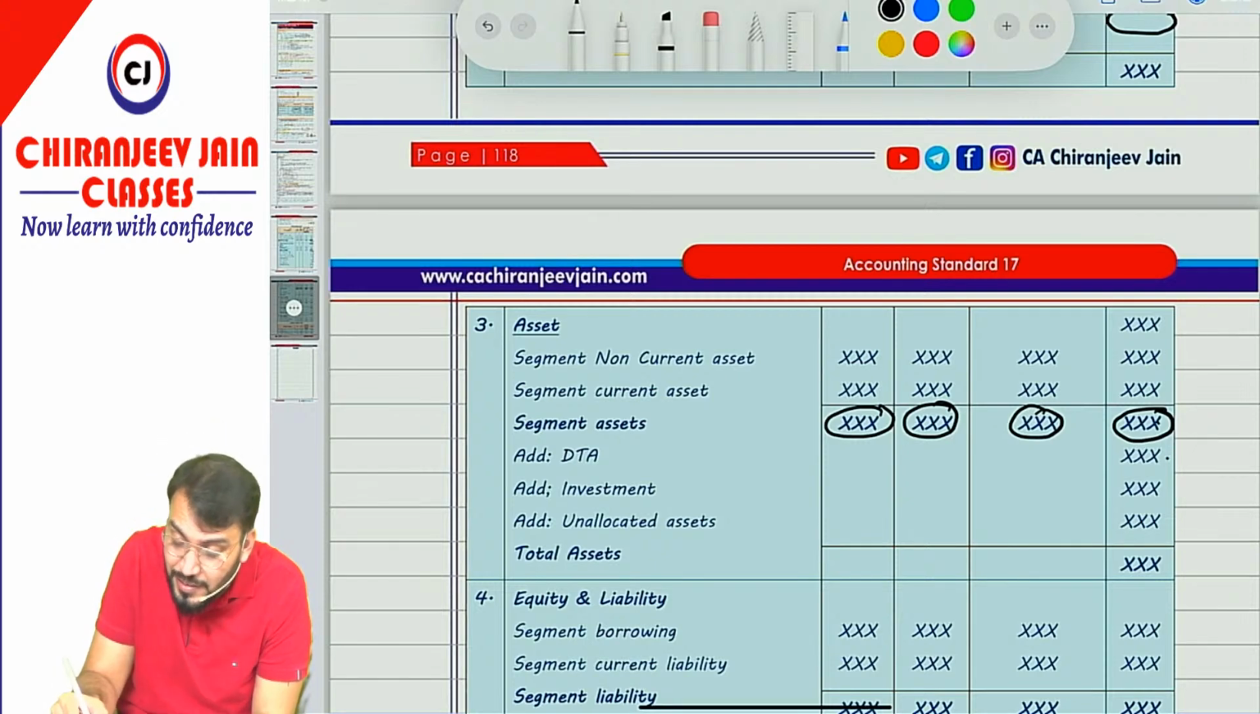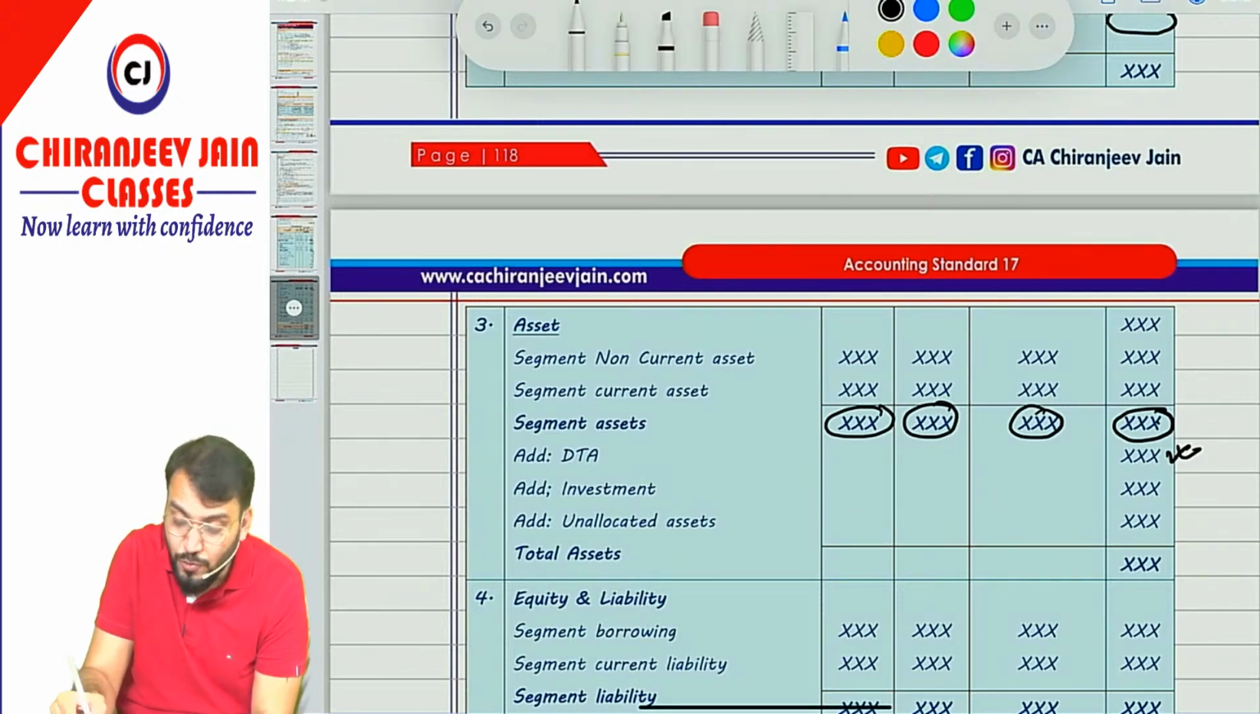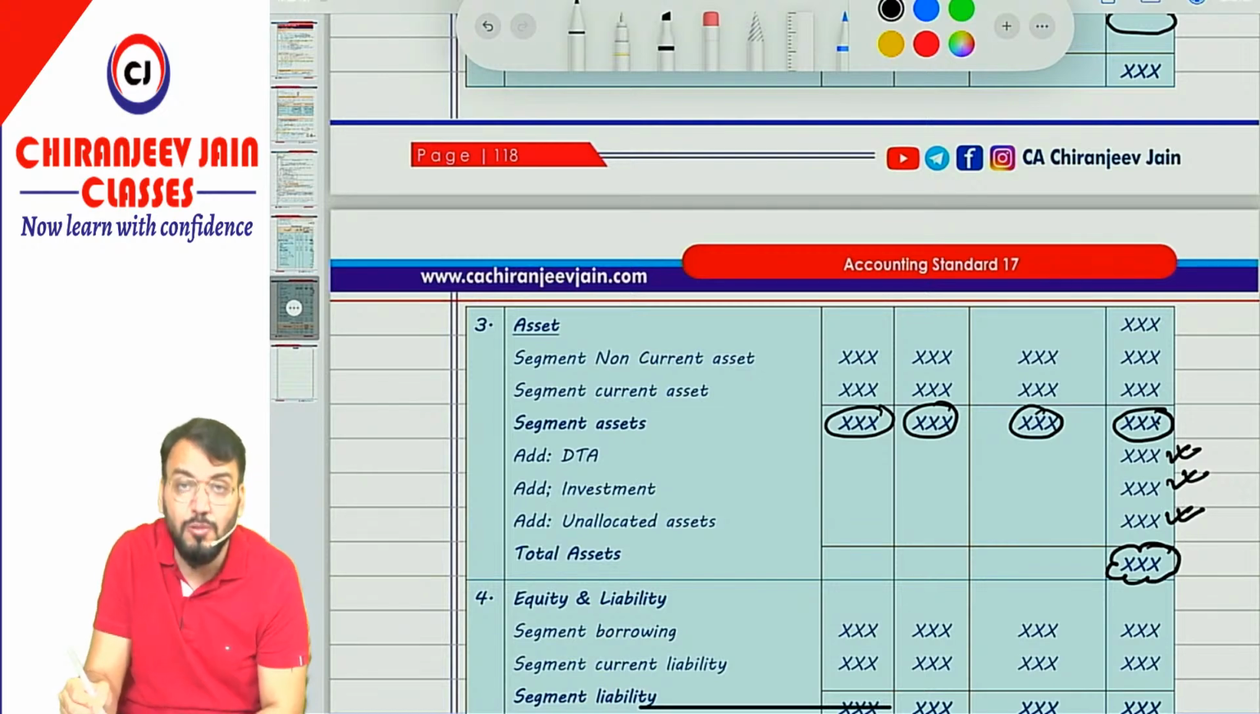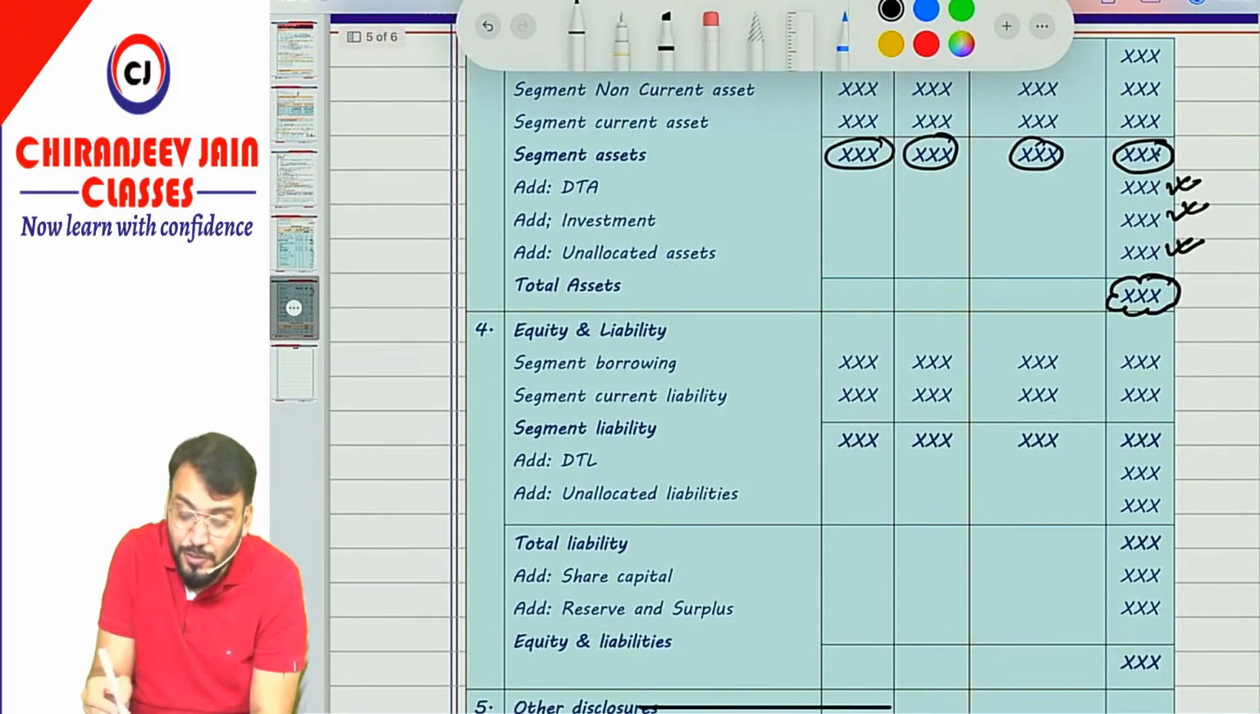So we'll add deferred tax asset, that is not segment wise. We'll add investment, we'll add unallocated asset. This will become total asset, which will match with the balance sheet. Then we write down segment liabilities.